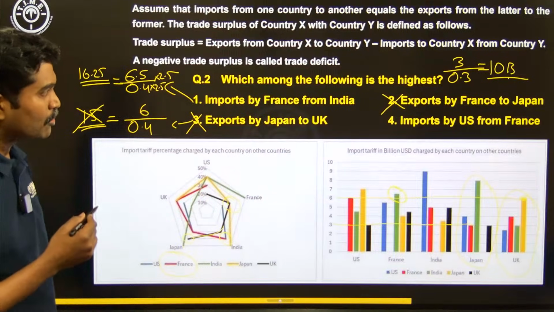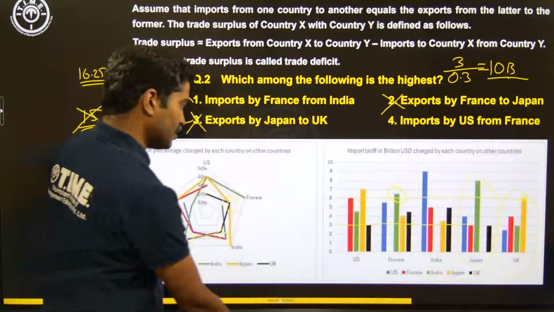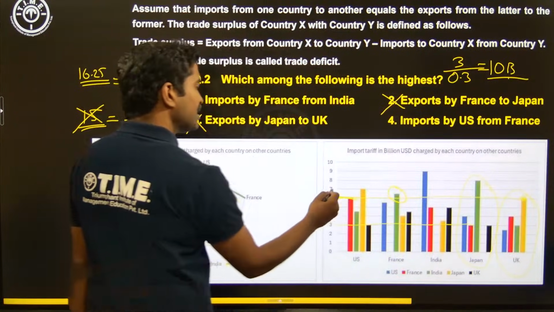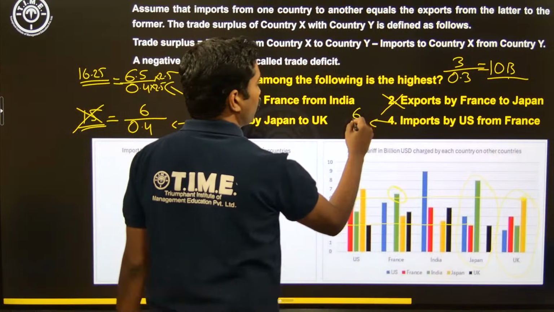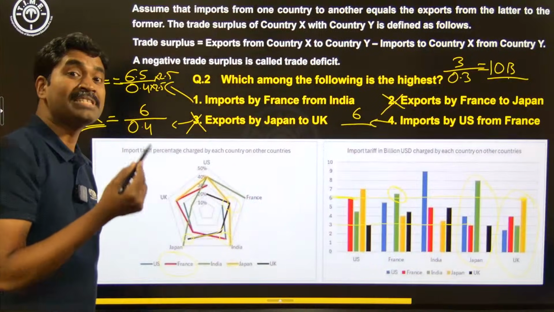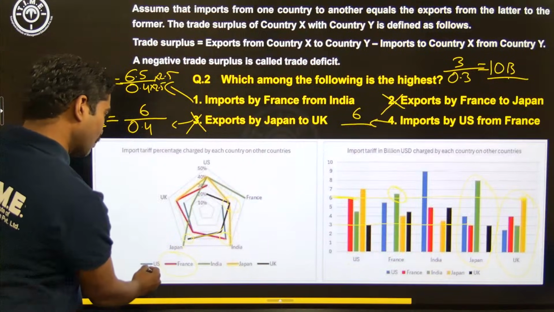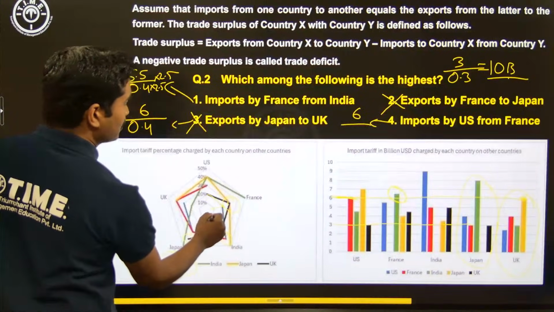What about the last one? Imports by US from France. Check US. This is US. France is the red one. US is charging $6 billion to France, correct? Okay, $6 billion divided by what percentage is US levying against France? Check, US is this blue line. Where does the blue line touch France? This is 10, this is 20.